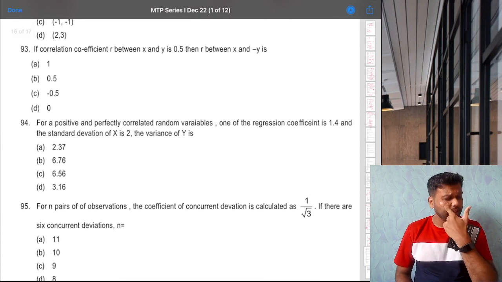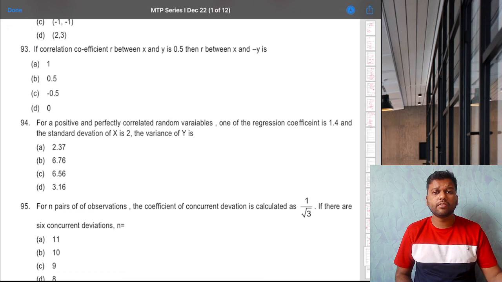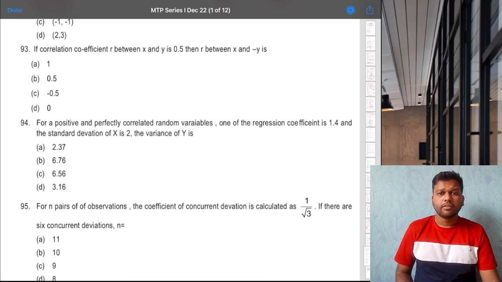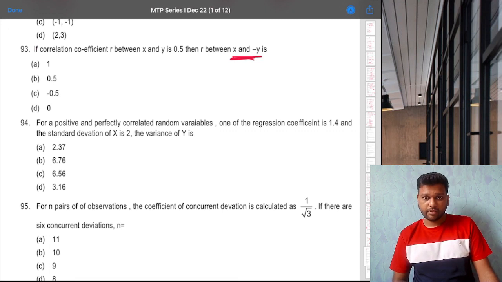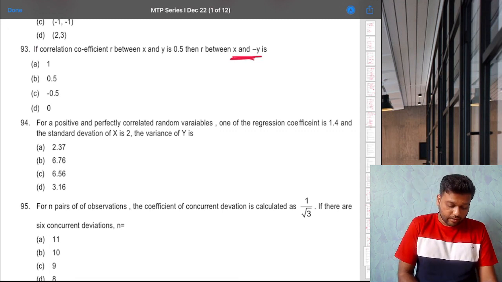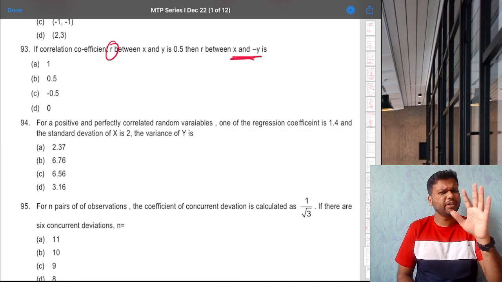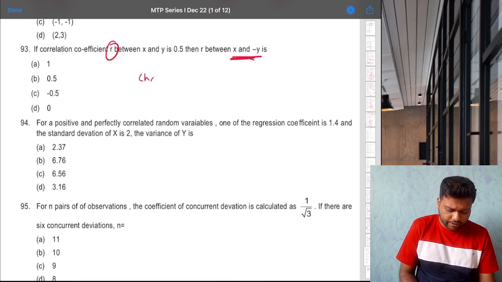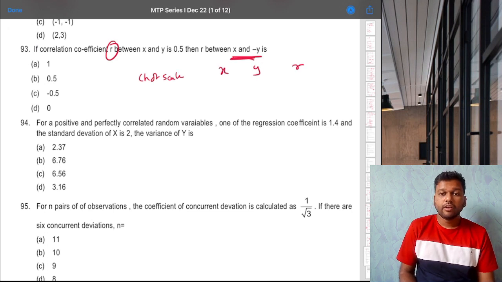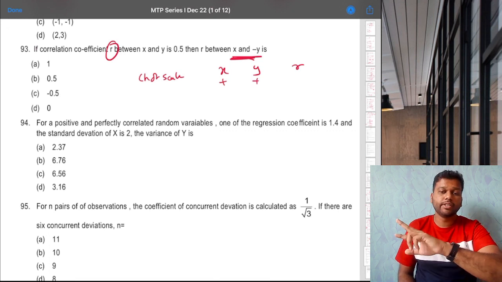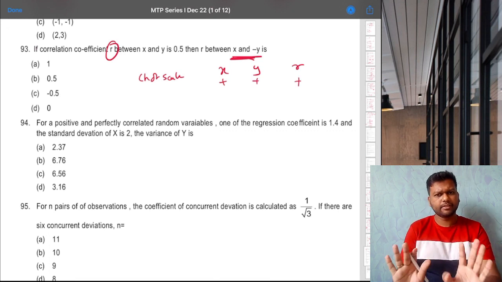93. If the correlation coefficient R between x and y is 0.5, then what is R between x and minus y? Again, change of origin and change of scale. Understand, for R, how does change of origin and scale work? A change of origin does not affect it. For change of scale of x and y, if we change the scale of both of them by a positive value, then R remains the same.